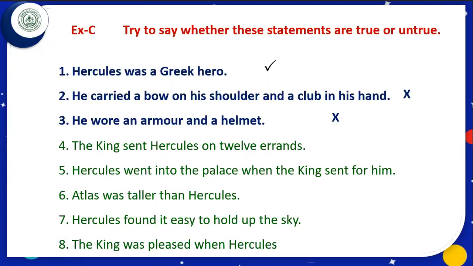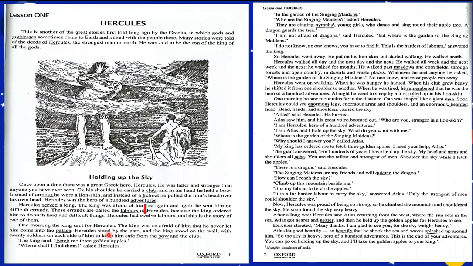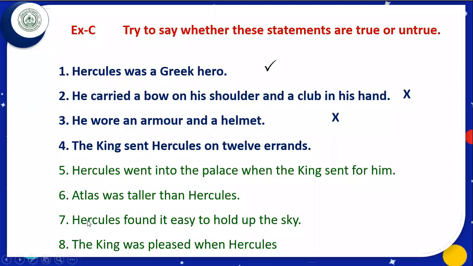That is part number 4. The king sent Hercules on 12 errands. Errands, adventures, difficult tasks. Okay, let us look in the lesson. Here is written, Hercules had 12 labors, errands, difficult tasks, and this is the story of one of them. This means this part is true. Let us put a tick here.